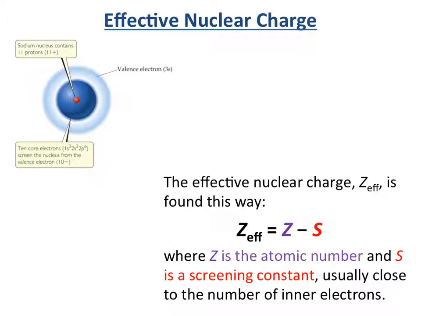And so when we talk about effective nuclear charge, we abbreviate it with ZEFF. And we can then solve for the ZEFF, the effective nuclear charge, by taking the atomic number minus what we call the screening constant. The screening constant is just the core number of electrons, the inner electrons. The valence electrons are the outermost electron shell.